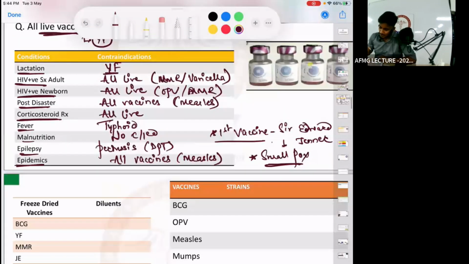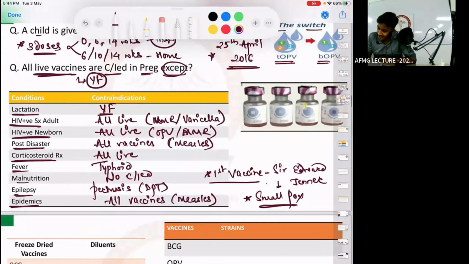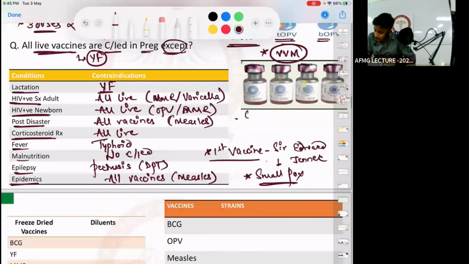Last point. This is the vaccine vial monitor. And the vaccine vial monitor is a marker of cold chain maintenance. It is also termed as a marker of heat sensitivity.